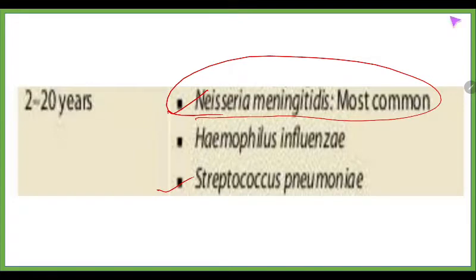Now, Haemophilus influenzae is another bacterium. How to remember: influenzae has an I, which is similar to 1, and only after 1 year does Haemophilus influenzae cause meningitis. So after 1 year, like 1 year, 2 years and 20 years, Haemophilus influenzae will also cause meningitis. But the most common organism is Neisseria. Neisseria meningitidis is the most common cause of meningitis in 2 to 20 years.